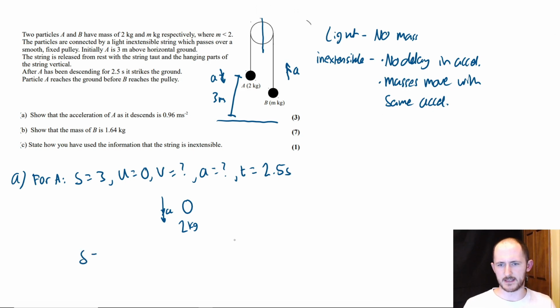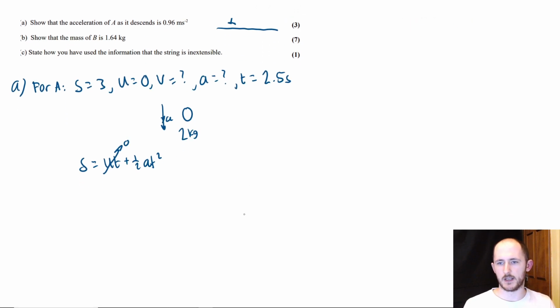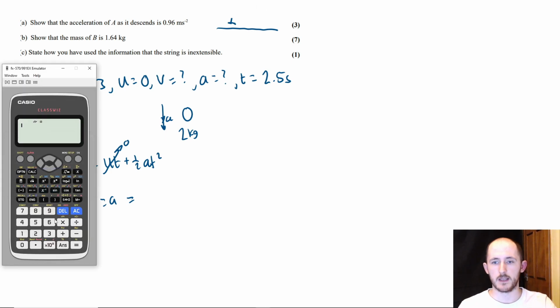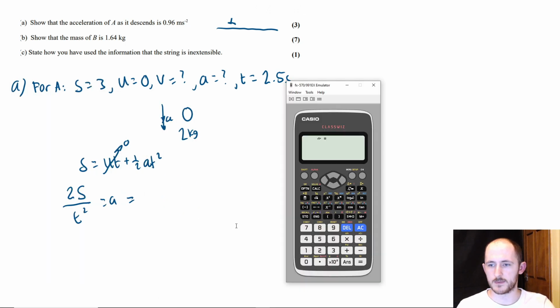So that means there's going to be S is equal to UT plus a half AT squared. U is 0, so we don't have to worry about that at all. And this becomes quite an easy equation to rearrange for A. It's just going to be 2S over T squared equals A. So then all we have to do is get our calculators up. It's going to be 2 times the distance, so that's 6 over T squared, which is 2.5 all squared. And we should get an answer of 0.96.